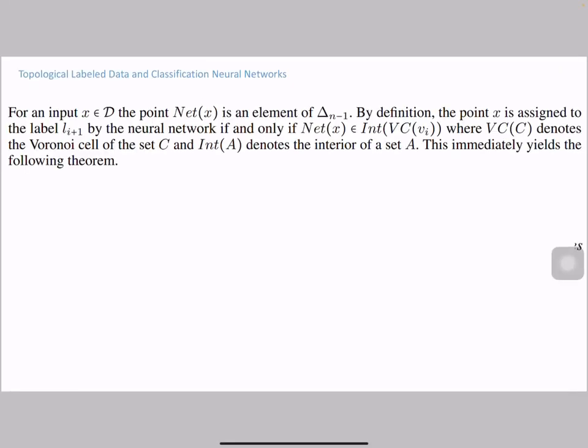So let's consider this a little bit more precisely. Take a point X in my topologically labeled data. If X is in the domain of the neural network, then the image of X is going to be in the simplex delta^(n-1). Here I'm assuming that I have n labels. Then by definition, X is assigned the label L_(i+1) if and only if the image of X belongs to the interior of the Voronoi cell associated with that vertex i. So this is immediate by definition.